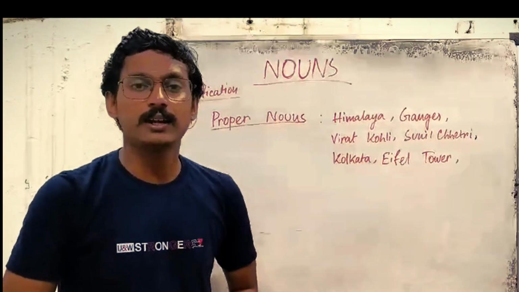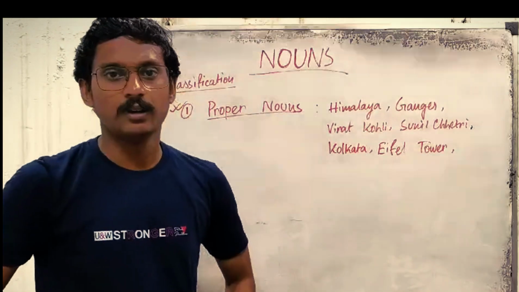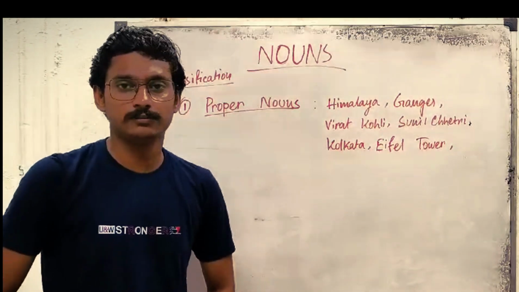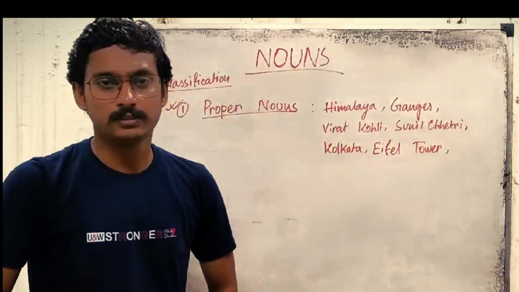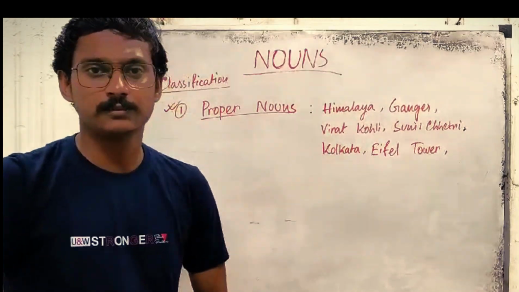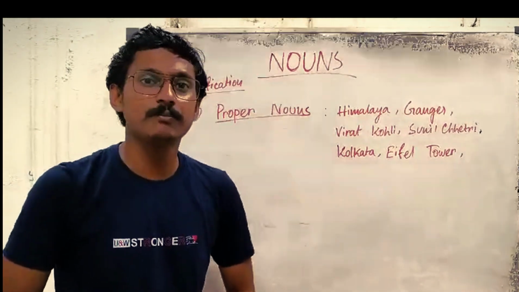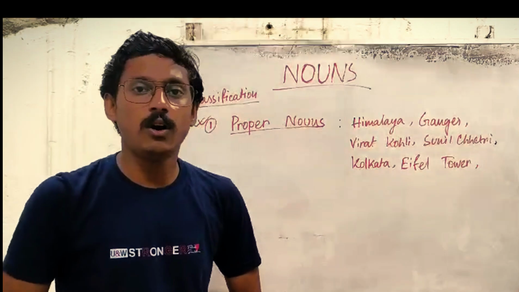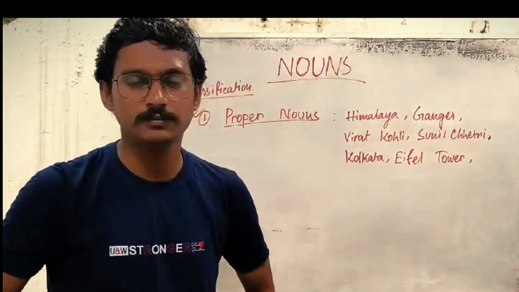Proper nouns are the naming words that we use in our day-to-day life. Proper nouns are the names of some events, of some places, of some mountains, of some rivers, and of some people. We always use proper nouns to denote our day-to-day activity.